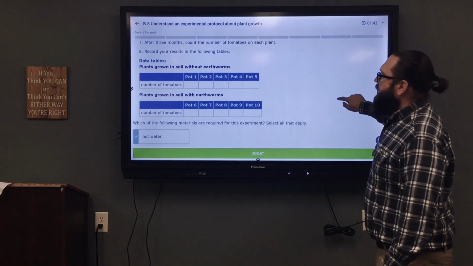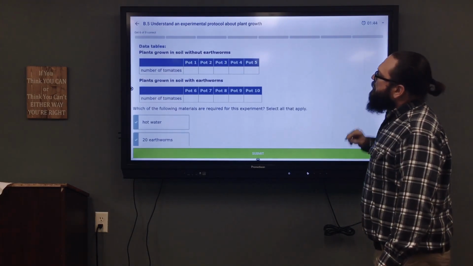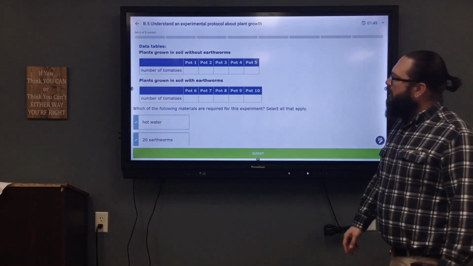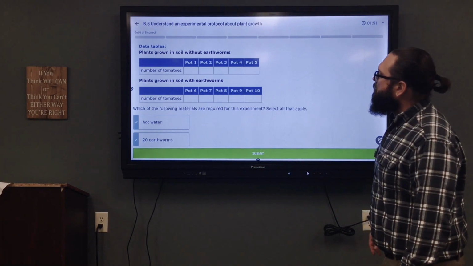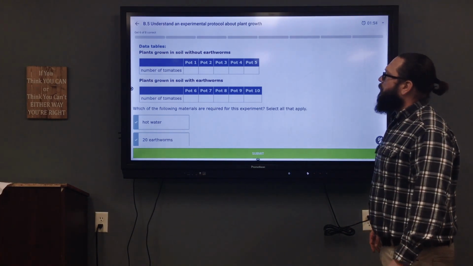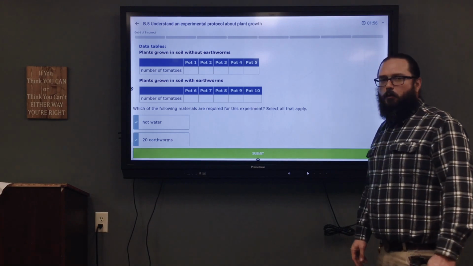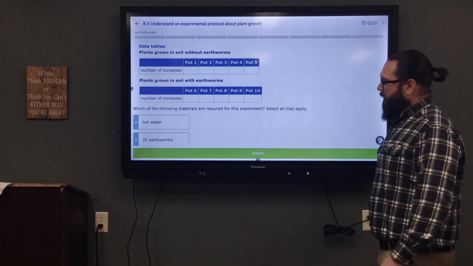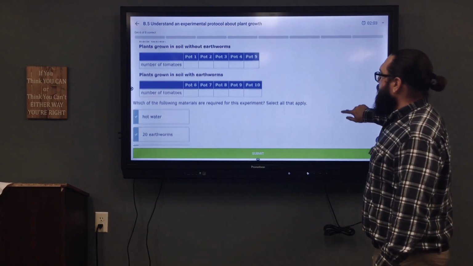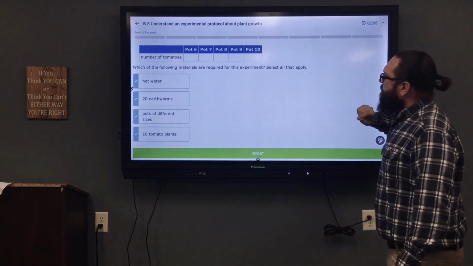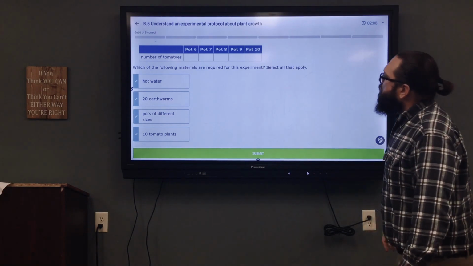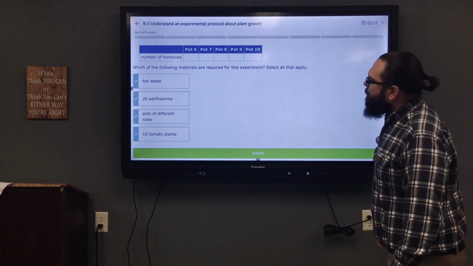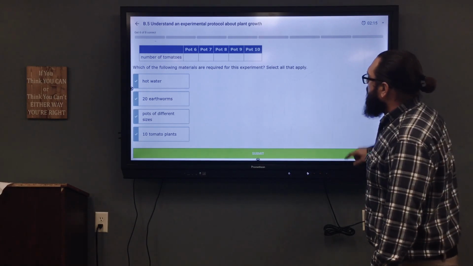So here we see our data tables. The plants grown in soil without earthworms are pots 1 through 5, and the plants grown in soil with earthworms are pots 6 through 10. And we are recording the number of tomatoes that grow on the vine in each pot. Now, based on the information, which of the following materials are required for this experiment? Hot water, 20 earthworms, pots of different sizes, 10 tomato plants.